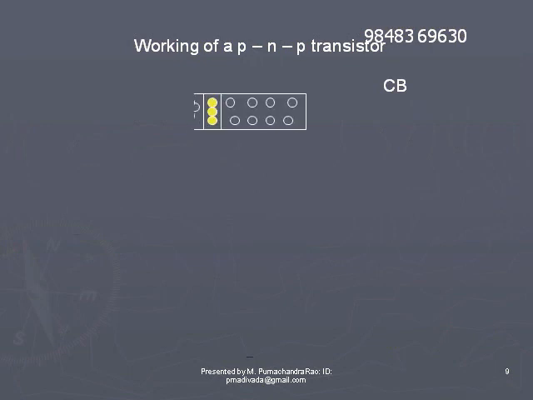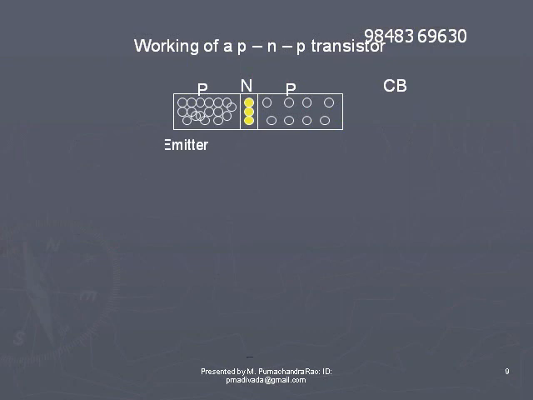Working of a PNP transistor. Let us take the common base configuration. PNP transistor in common base configuration, let us study its working. A block diagram of the PNP transistor is shown. The left one is the emitter. It is heavily doped. The collector is lightly doped. The base is moderately doped, of course, with N-type material.